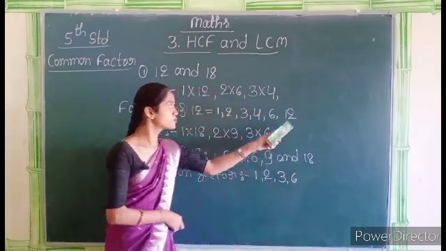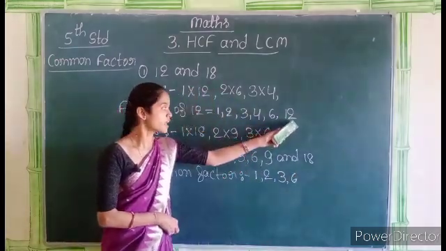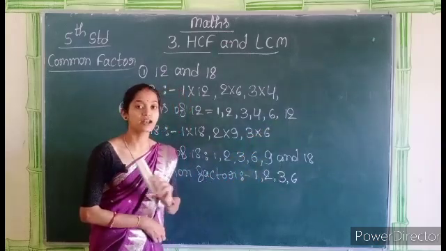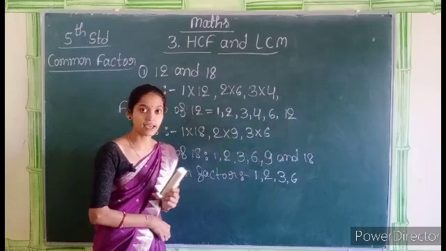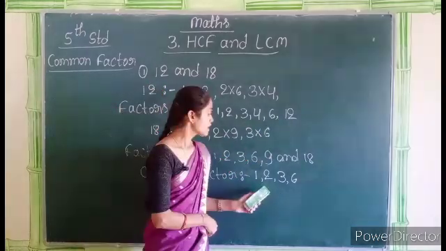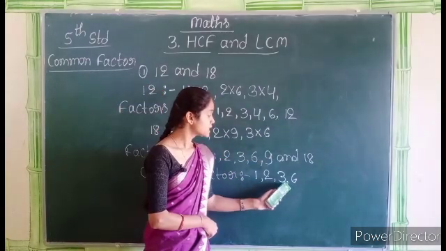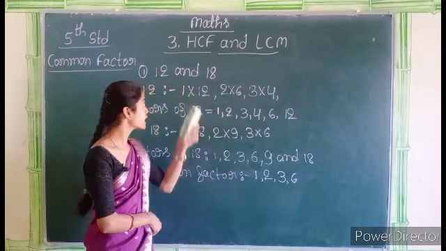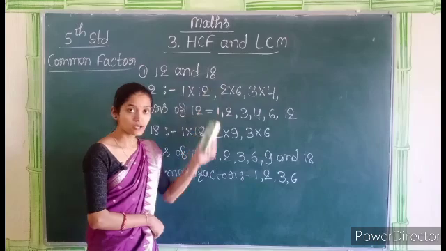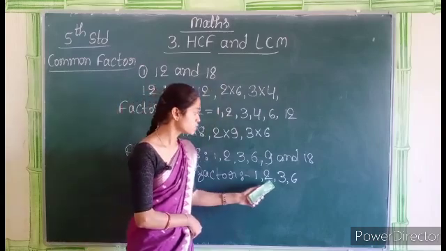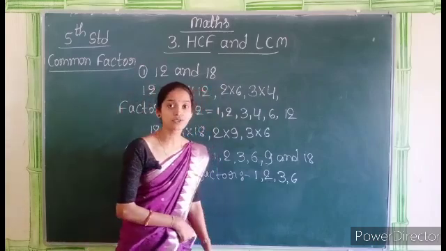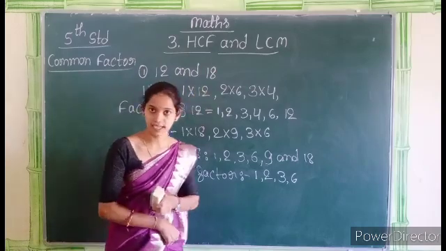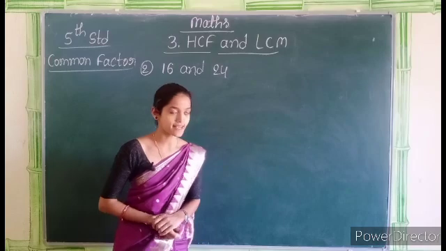Okay, and then 12, right? This 12 is not present in factors of 18, so we cannot consider 12 as a common factor. This 1, 2, 3 and 6 factors are common both in 12 and 18. So we can say 1, 2, 3 and 6 are the common factors of 12 and 18. Let us see another example.